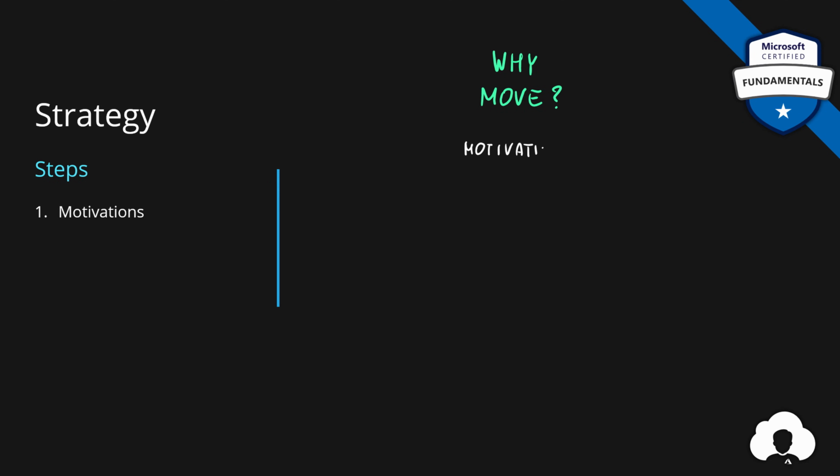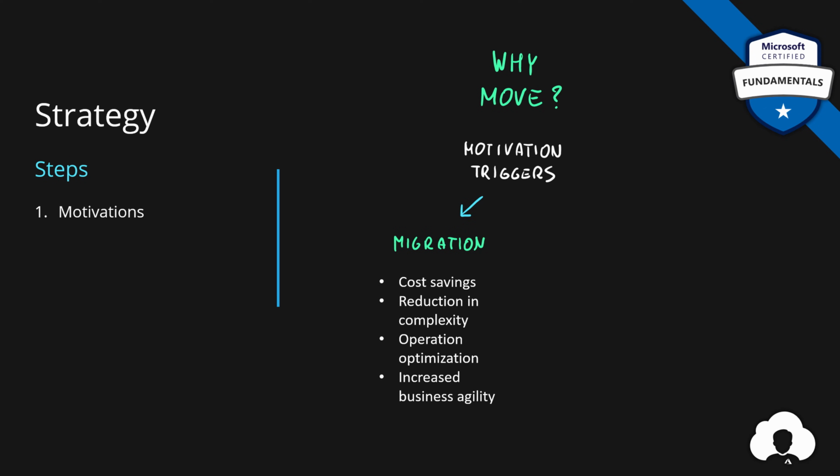And to do that, you need to understand what your motivation triggers are. The most common motivation triggers are either migration triggers, so moving your current infrastructure to the cloud so that you can gain some cost savings, you can reduce the complexity of your current infrastructure, maybe you want to optimize your current operations or increase business agility by having a more flexible approach to managing infrastructure.